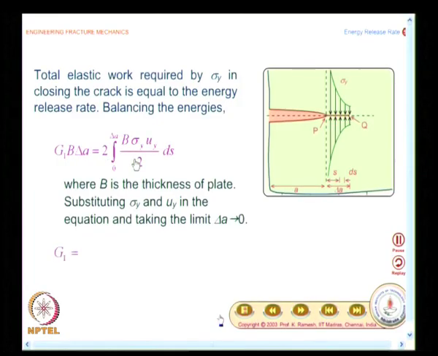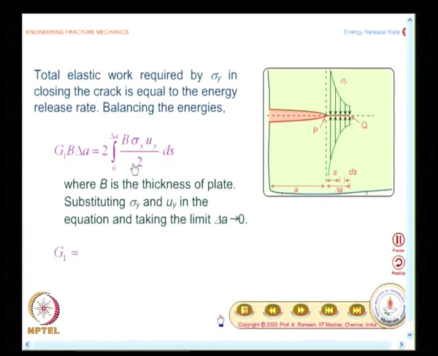So, what I have here is I need to find out the area. So, I will have this as ds into b. So, sigma y multiplied by ds into b gives the force, and the displacement is u y, half of that, because we always assume the loads are gradually applied.